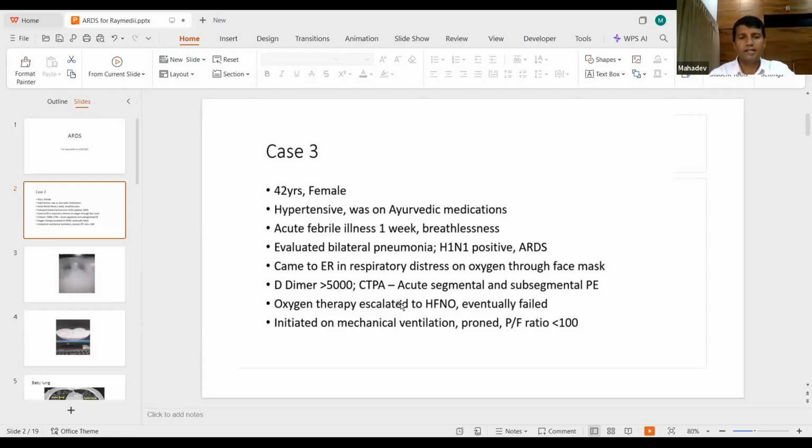Her D-dimer was high. We got a CTPA done, which showed acute segmental and subsegmental PE. Her oxygen requirement went on increasing. She was escalated to high flow nasal oxygen therapy, which eventually failed, and she was initiated on mechanical ventilation. Her PF ratio worsened to less than 100.